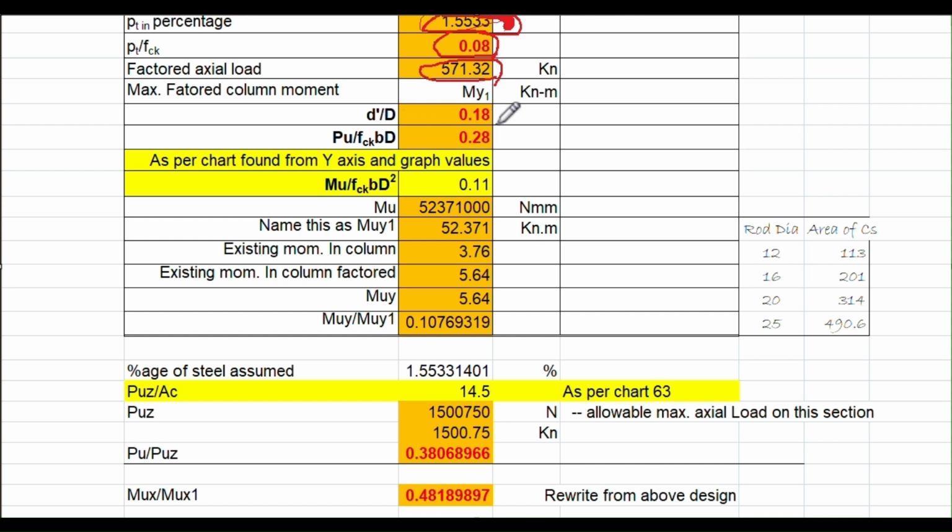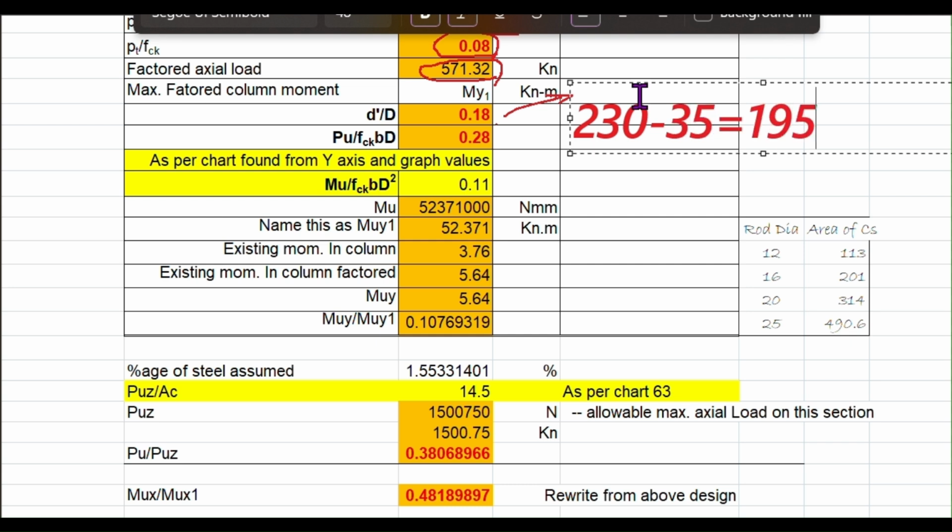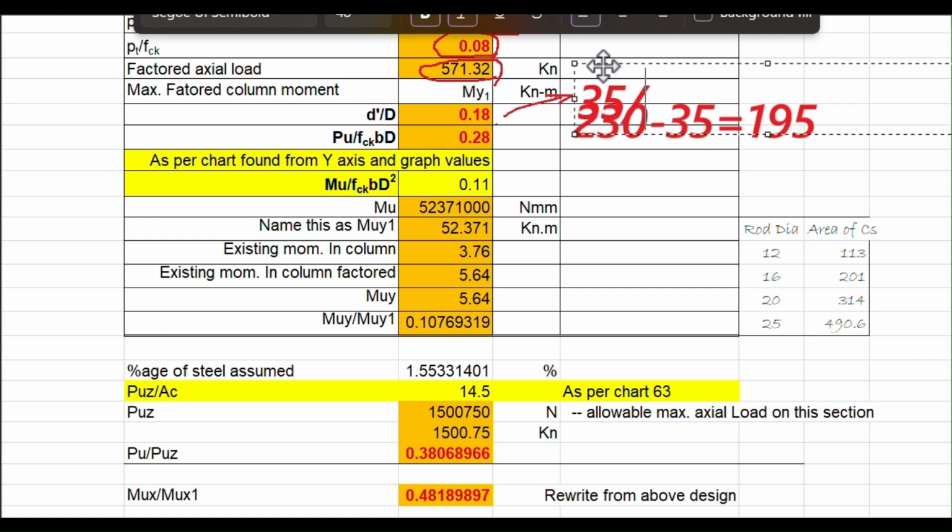Then the d dash by D value is 0.18. How does this come? The bending direction width is 230 mm minus the cover to reinforcement, giving the effective depth 195. d dash is 35 divided by D, which is 195. This value is 0.179, which we have written as 0.18.